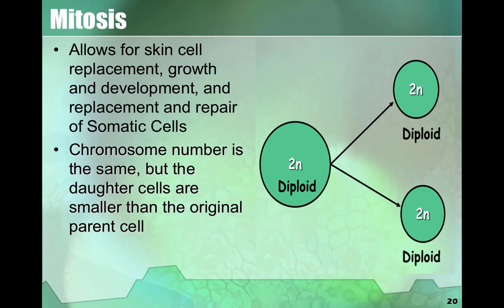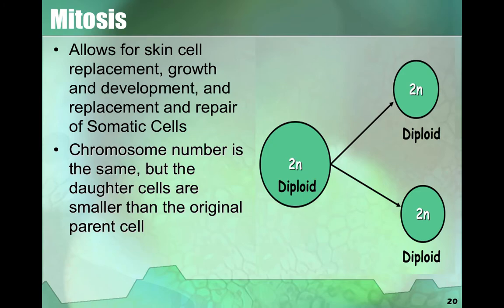mitosis. The chromosome number is the same. Remember, they're identical. But the daughter cells are just smaller because they haven't grown yet. So that's why I have this right here. I have the term diploid. That's what diploid means. Diploid is talking about a complete copy of the chromosomes. And we give that the letter 2N, the N meaning the number of chromosomes. And that's the parent cell there on the left, and then it's divided into two daughter cells at the end of mitosis. And those are, of course, the same.